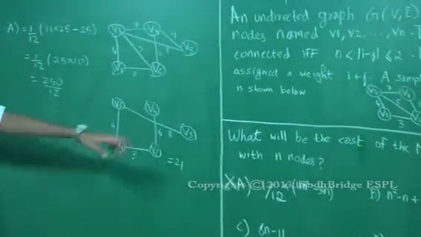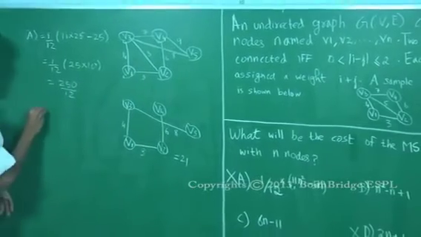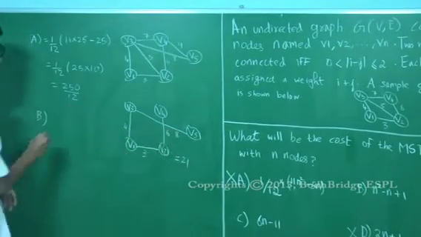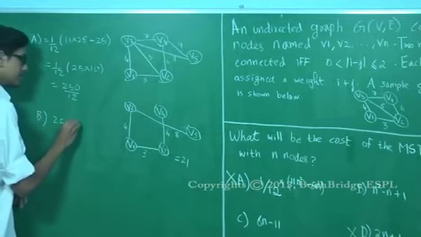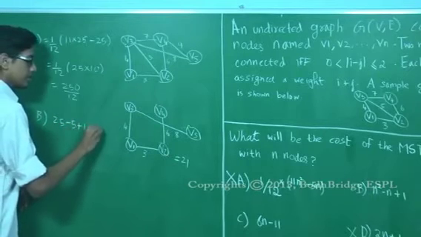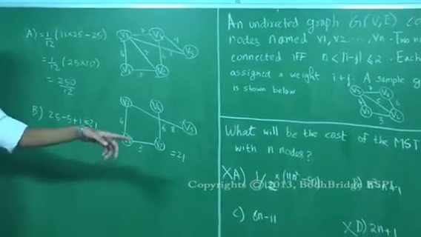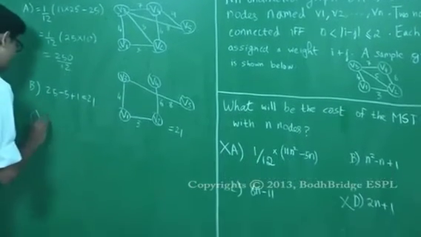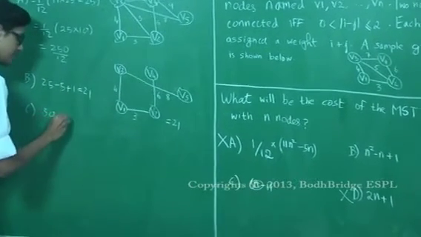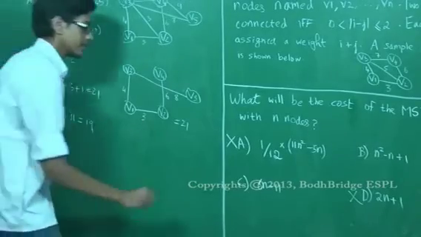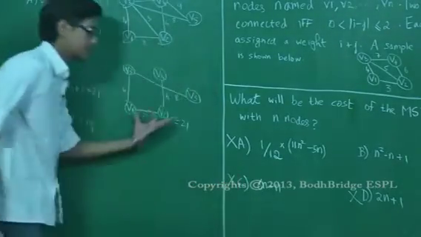Next, we substitute in option B. Option B is 5 squared minus 5 plus 1, which is 25 minus 5 plus 1, which is equal to 21. So option B satisfies. Option C is 6 into 5, which is 30 minus 11, which is 19. So option C does not satisfy the cost of the tree.